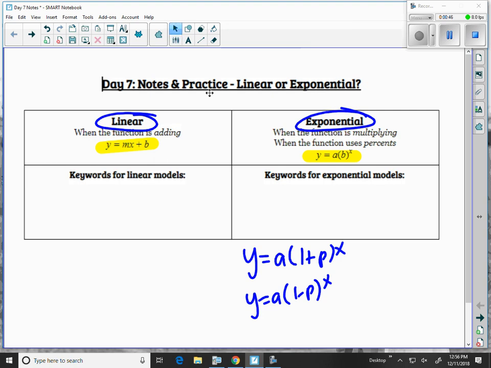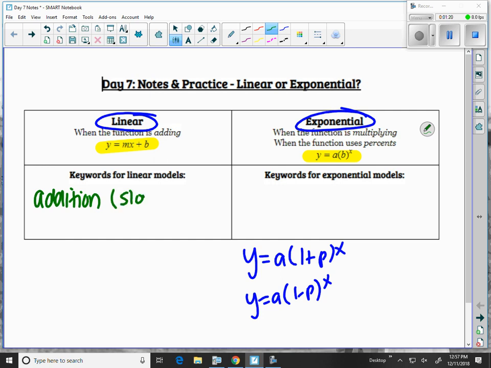Now, it says keywords for linear models. I don't know if I'm necessarily going to give you specific keywords all the time, but I am going to tell you how you can identify if it's linear. If something is linear, we're adding the same number over and over again. Do you remember when we talked about slope? It's one thing that keeps reoccurring. We keep adding it. So addition is one of the things you want to put in here. We're going to keep adding something over and over again, and that's going to be our slope.